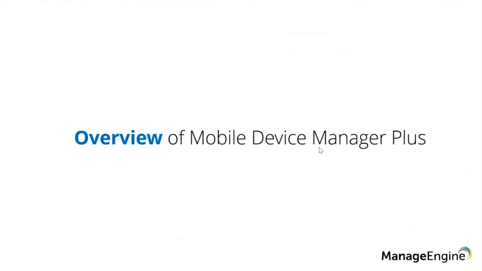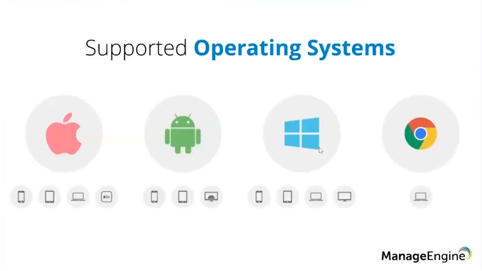Now, starting off with a brief overview of Mobile Device Manager Plus. The first point to be addressed: which operating systems are supported on MDMP? As you can see here, these are a list of operating systems that can be managed. You can manage Apple, Android, Windows, and Chromebooks. When it comes to the device type, it can be a smartphone, a laptop, a tablet, a TV, or others.